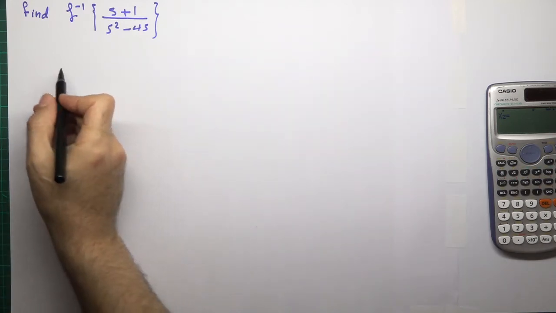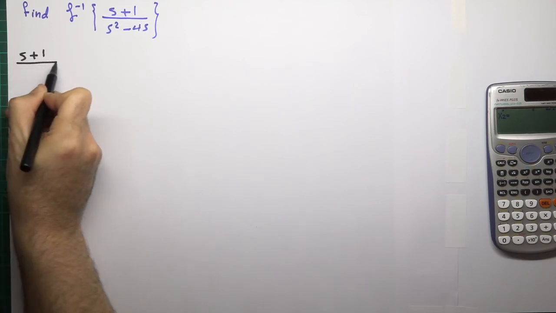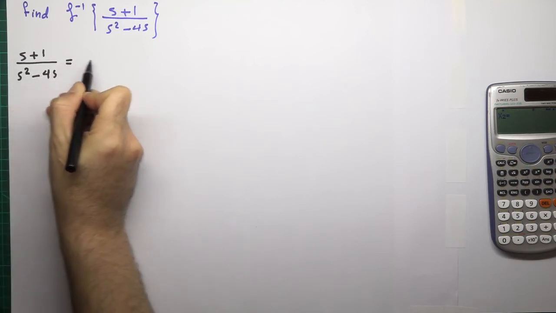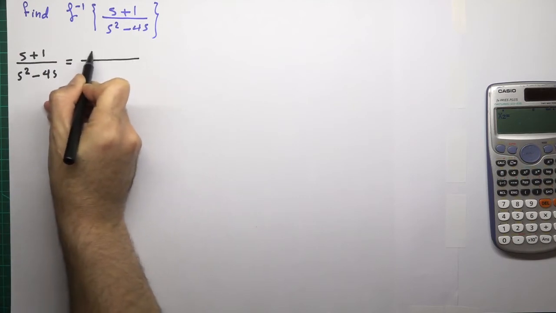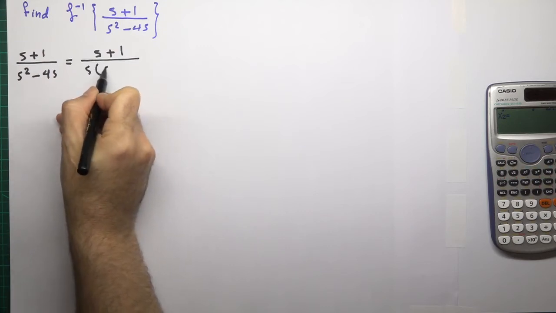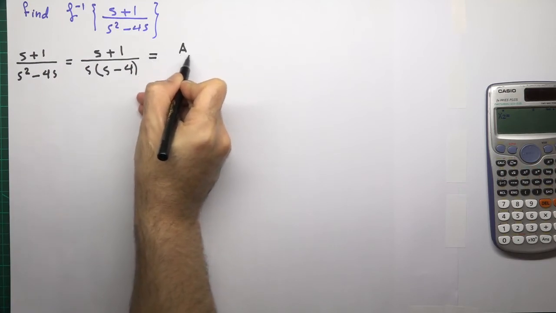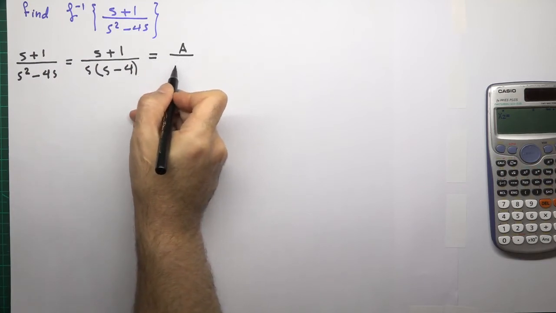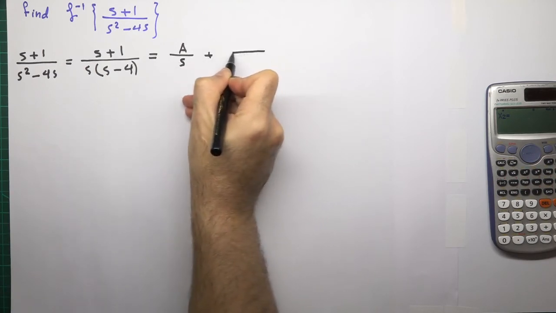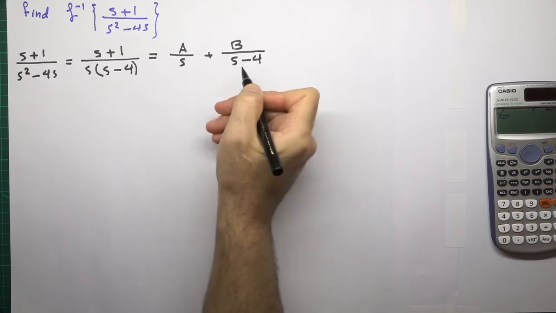So I have here s plus 1 over s squared minus 4s. We can take s as a common factor, so it will be s plus 1 over s times s minus 4. Then we will separate this, which is what we call partial fractions decomposition: A over s plus B over s minus 4.